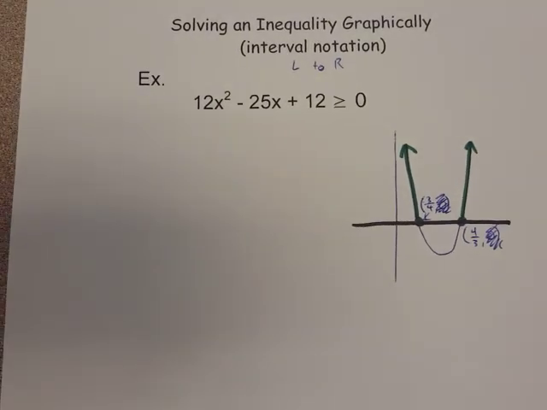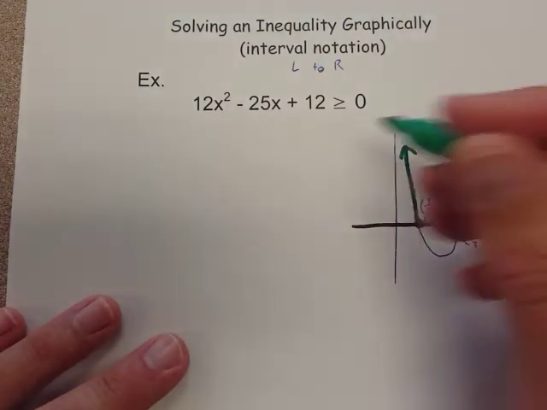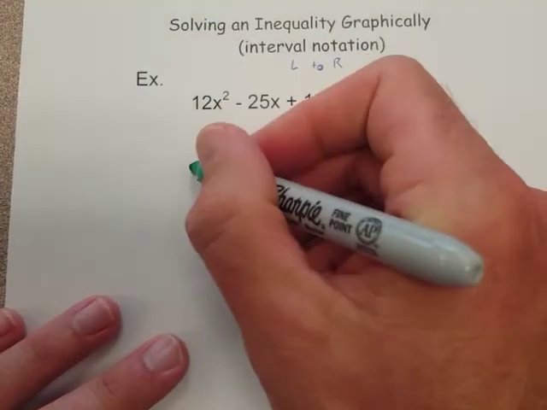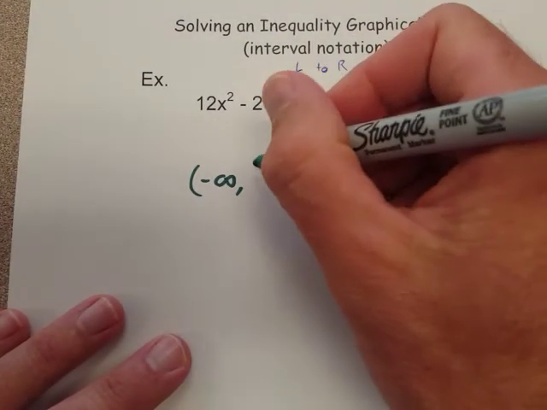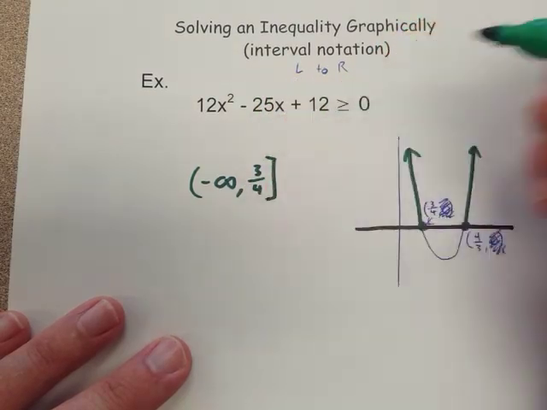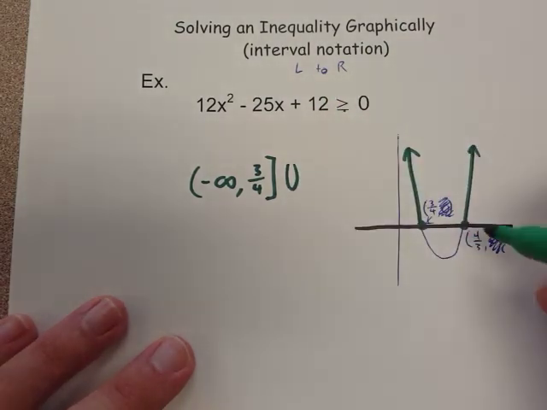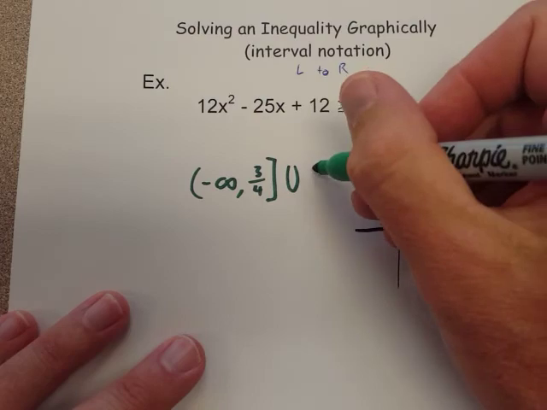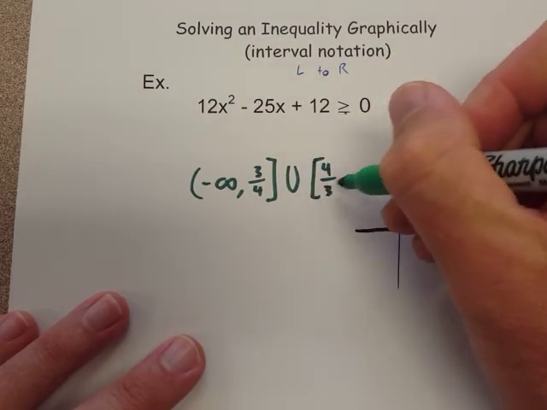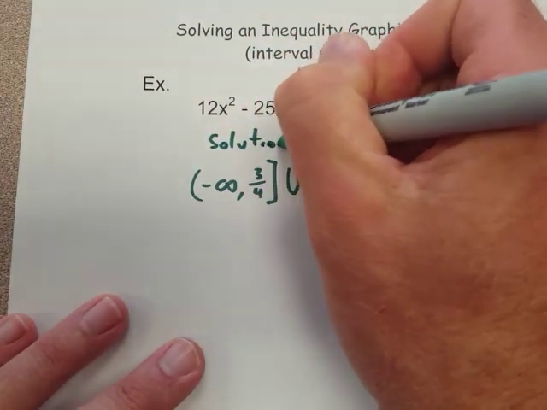So what that means to me is that my solution is going from the left to the right. From the left is negative infinity, and it keeps going over until it gets to this x value, which is at 3/4. Since this has an equal to bar on it, we're going to make this a square bracket. Then it starts back up again. It dips below. We don't want that stuff, but it starts back up right here at 4/3 and then keeps going to the right after that. So I start with 4/3 and then go to infinity on this side. This will be my solution that I found graphically.